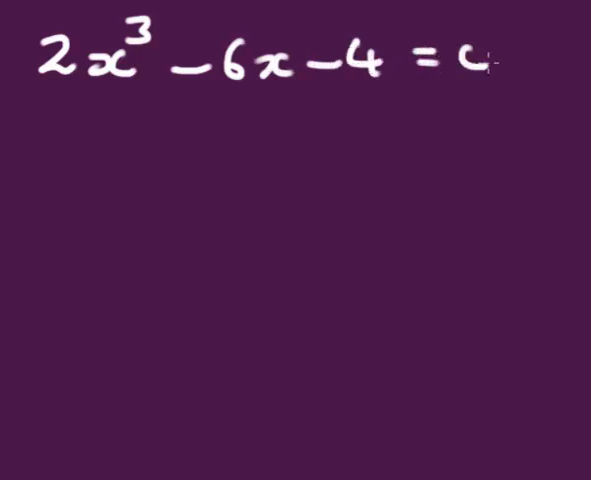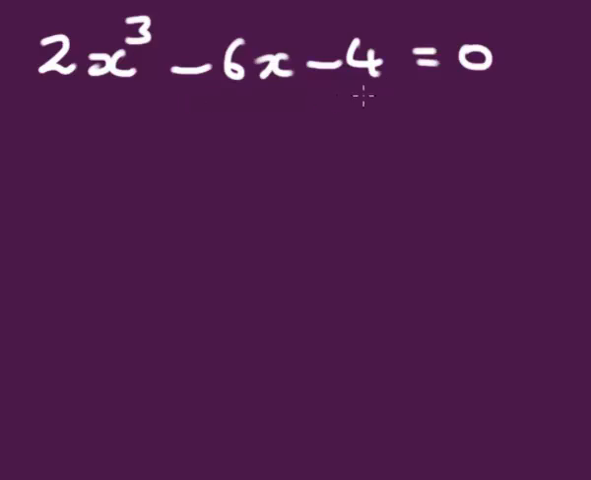Right, matrix, let's have another look at examples of cubic equations. How about this one? Solve for x. 2x cubed minus 6x minus 4 is equal to 0. Okay, so what we want to do is solve for x.